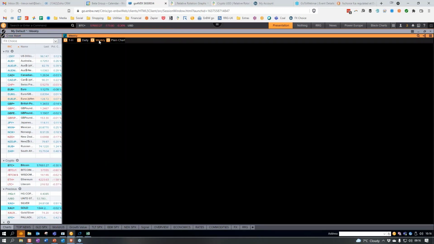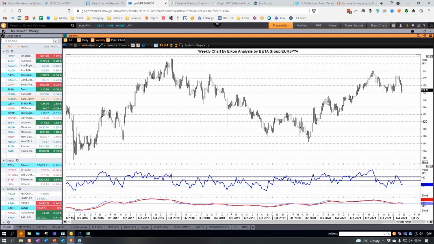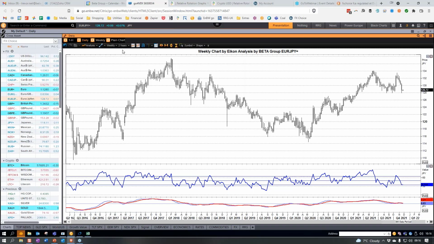Let me just show you this on the weekly chart here. It's punched hard into this support down to 128. 128 must hold, 3 lows in here. If that fails, then I think it's good for 2 yen on the downside. In the weekly chart, it's looking weak. The MACD is negative and the RSI is negative.